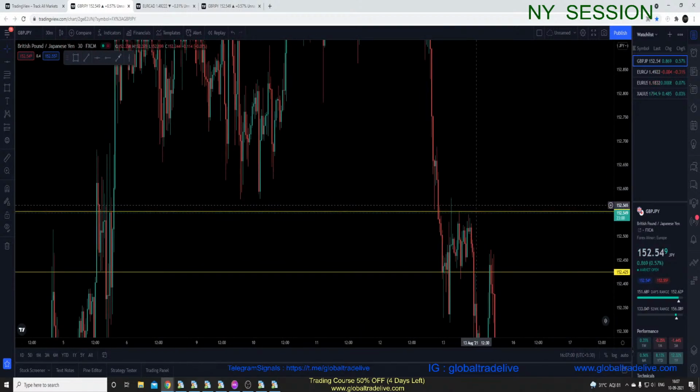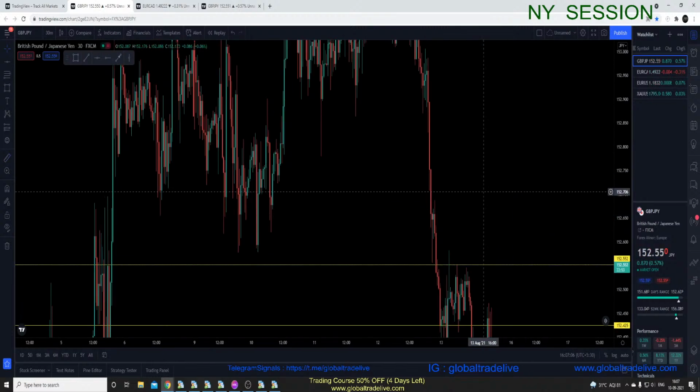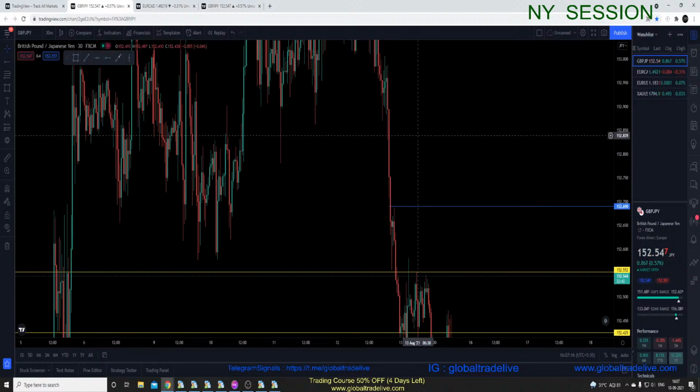Okay, so if we cross above this level over here, then it can really go up to this level, which is 12 pips, and if we cross that level with volume, then I think actually this level over here.